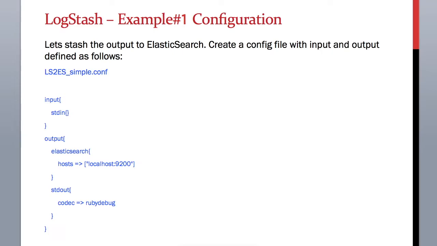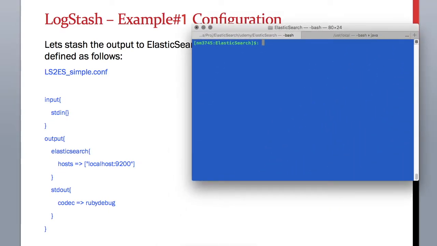So let's bring up the terminal. Under code samples, go to the Logstash directory and there, example number 1. You'll see a file called ls2essimple.conf. In Elasticsearch, we are not writing code, we are configuring the pipelines, and I'll show you how easy it is. So just open this file.